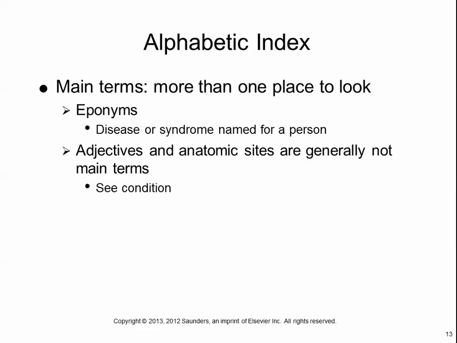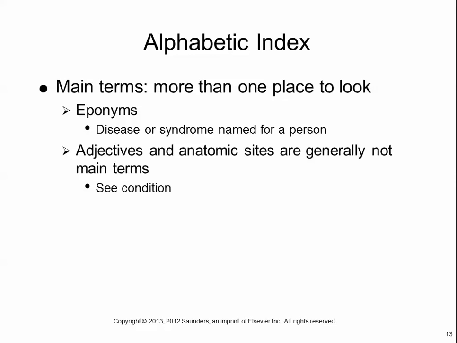Now, main terms, when you get into the alphabetic index, you have more than one place that you could look. We talked about this just a minute ago. Eponyms. What is an eponym? It is a disease or a syndrome that is named for a person. For instance, again, Alzheimer's disease, Parkinson's disease. Those are eponyms. All right? You could look under eponyms. You could look under the name. Okay? Adjectives and anatomic sites are not usually main terms. So again, body sites, body parts, those are not going to be your main terms. Okay?